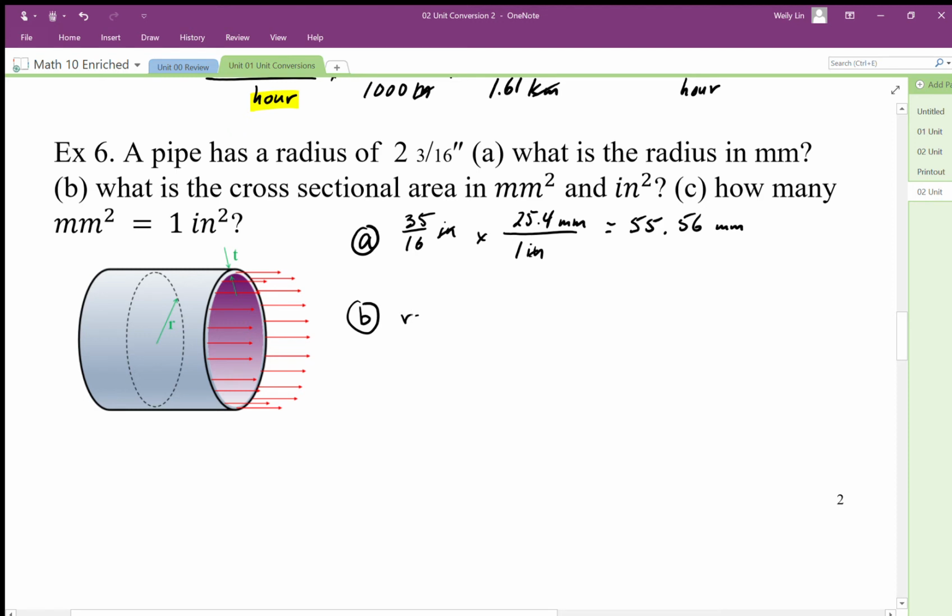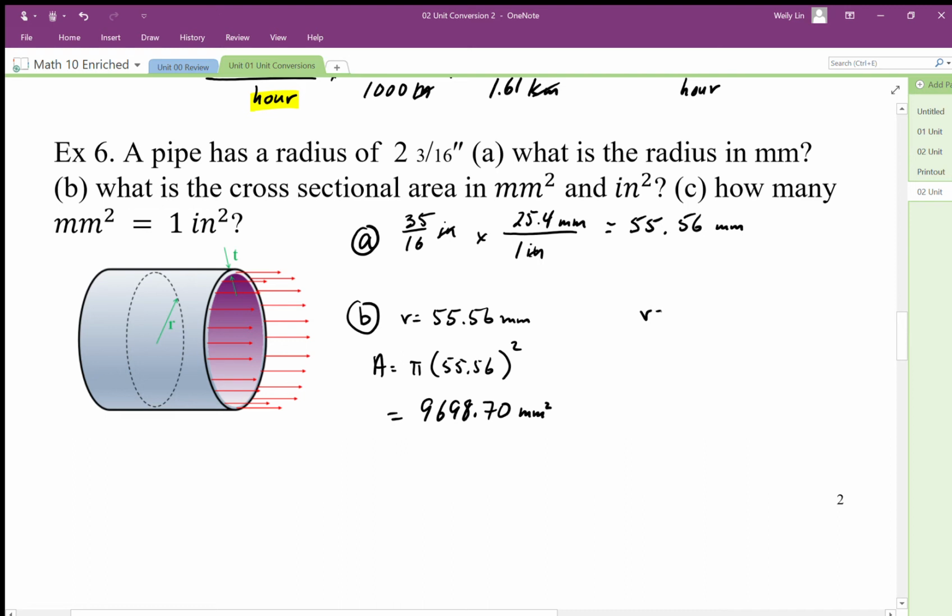Okay. So it says, what's the cross-sectional area in millimeters squared and inches squared? So if the radius is in millimeters, then I'm going to convert this into the area, which is pi times 55.56 squared. Okay, so when I do that, I end up with 55.56 squared times pi, and I get 9,698. So 9,698 point, let's say 70 millimeters squared.